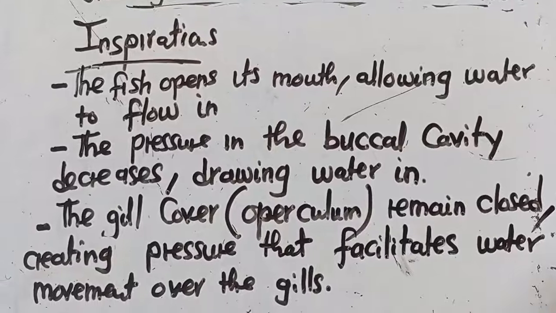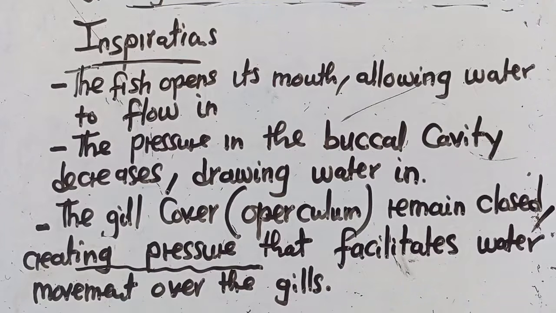So this is the inspiration that gets to take place. One, the fish opens its mouth, allowing water to flow in. Then the pressure in the buccal cavity decreases, drawing water in. Then the last step is where the gill cover remains closed, and once it has remained closed, it creates pressure that facilitates water movement over the gills. So this is what happens when the fish breathes in.